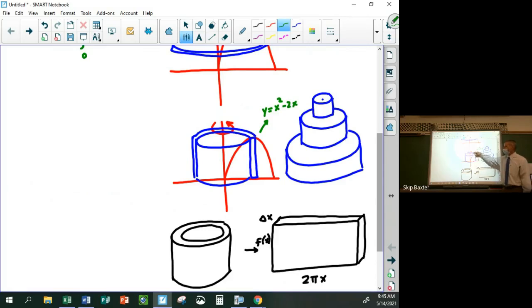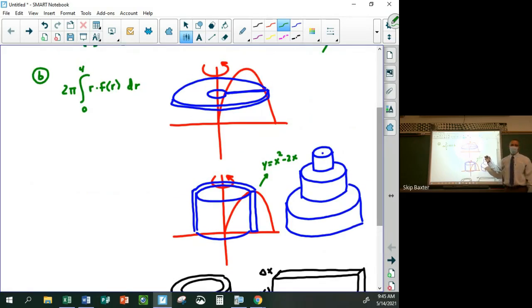Keep it as a function of x and do the shell method instead of making a function of y and trying to do the washer method. Do you see the benefit?